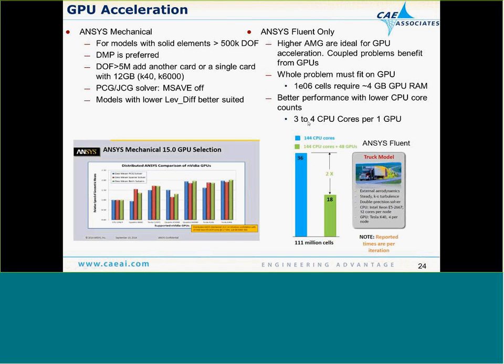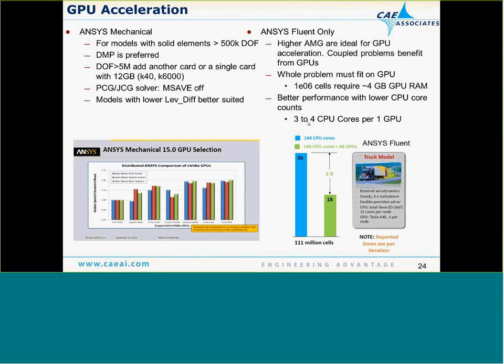But in essence, for ANSYS Fluent, since that was a Fluent slide I was showing a second ago, the couple limitations are: the higher algebraic multi-grid models are ideal for GPU acceleration, and the coupled problems will benefit from GPU. The segregated, not so much.